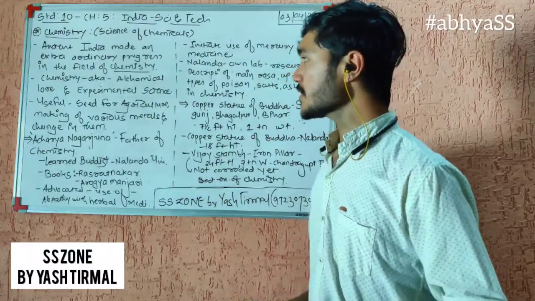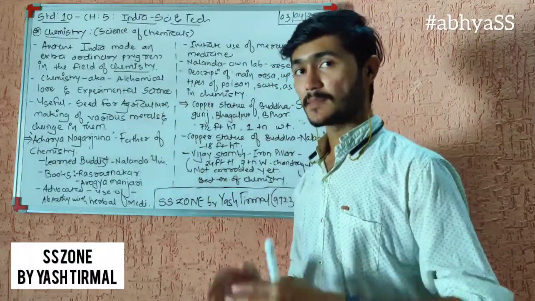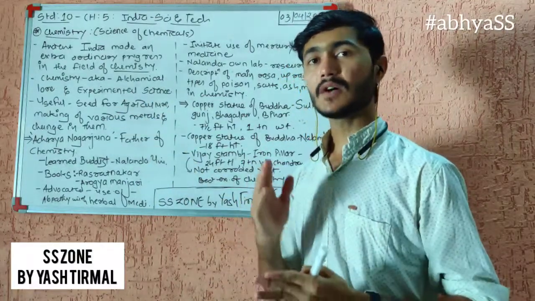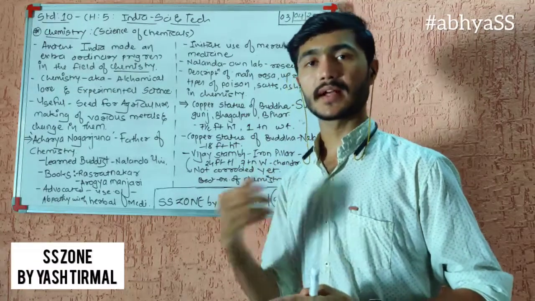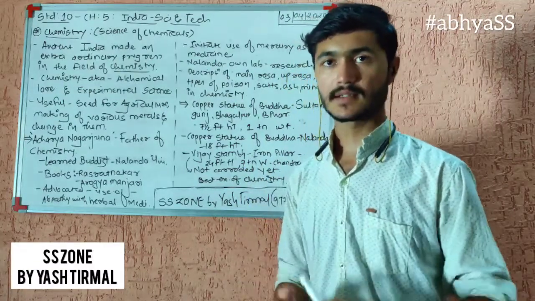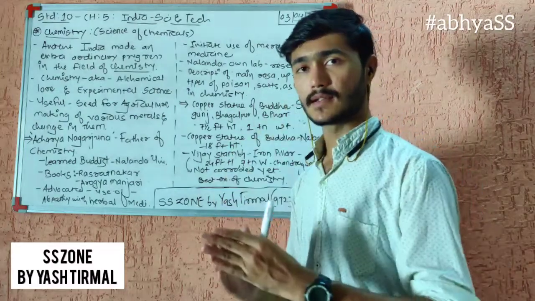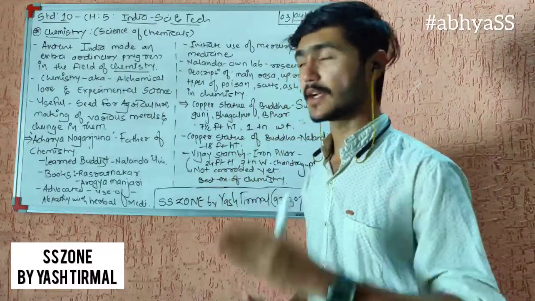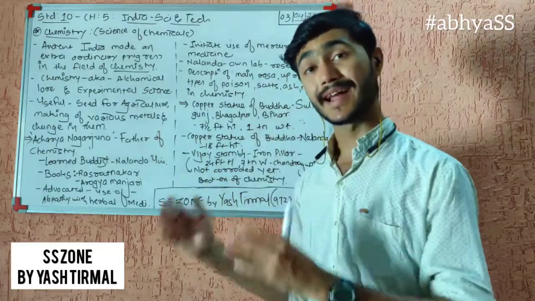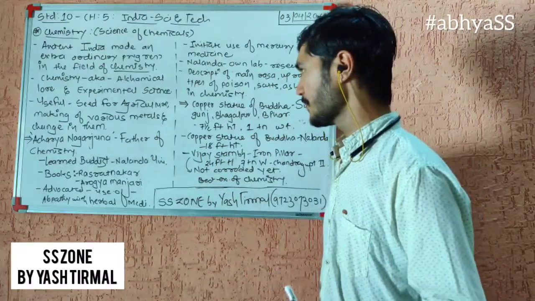And it is also called an experimental science because in chemistry, without doing the reaction, without doing the experiment, you won't get the results. Or else you can only predict the results, but that actual result you will get only after the experiment, and hence the name is given.